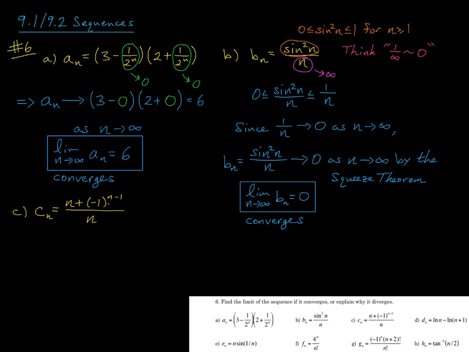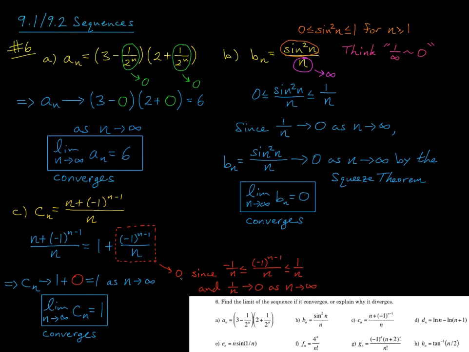Alright, now for part C, we got c sub n is equal to n plus negative 1 to the n minus first power, all divided by n. Alright, so here my recommendation is to first rewrite this expression. I'm doing a bit of algebra, so if I divide n by itself, this is a 1, and then here I have a negative 1 to the n minus first power divided by n. So now what happens to this term as we let n become infinitely large? Well, in much the same light as part B, it's going to approach 0. Why? Well, the numerator is just going to be either a 1 or a negative 1, and we're dividing it by something approaching infinity.